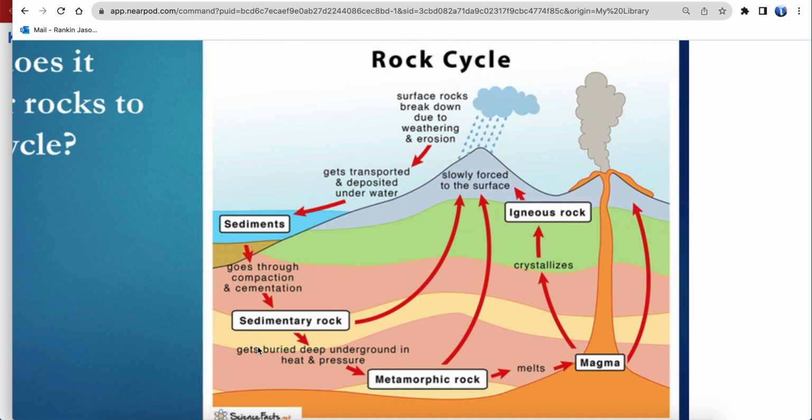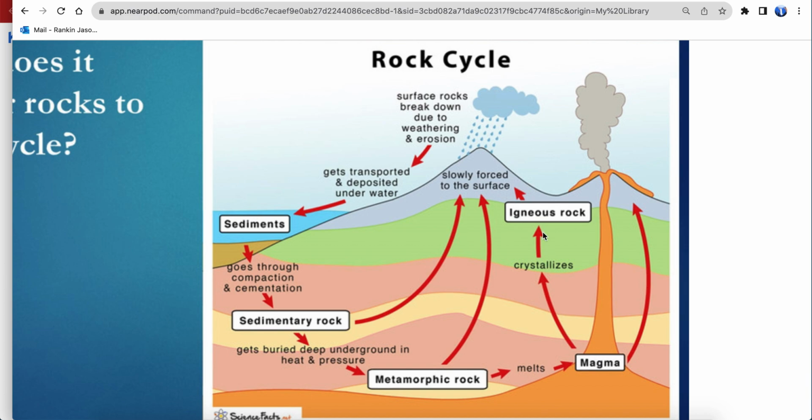And then this can get buried deeper underground, increasing heat and pressure. This rock can turn into a metamorphic rock, right? Or this sedimentary rock can slowly be forced back to the surface, like uplifting forces. If it turns into metamorphic, this can slowly be forced to the surface. Right, this metamorphic rock can also melt. It can melt, turn into molten rock, magma.